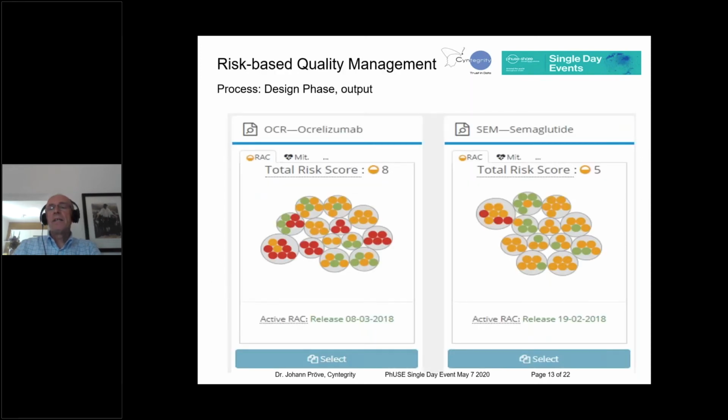And at the end of the exercise, and this is just the Cyntegrity way of displaying it, you have all the risks for a particular trial, and you have the color code, the risk indicators, indicating the red and the yellow and the green ones, and you see that from one study to another, it may really differ depending on, for instance, the sites that you want to participate in the trial.